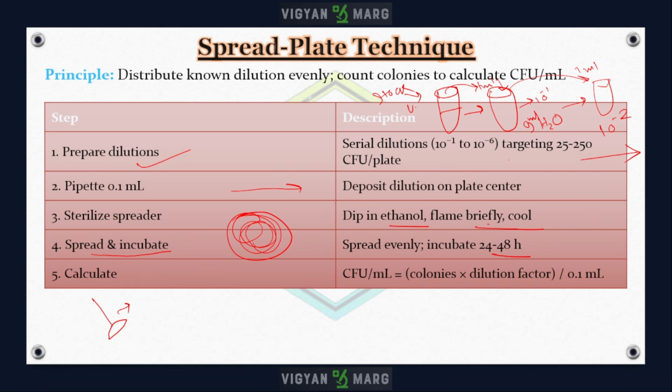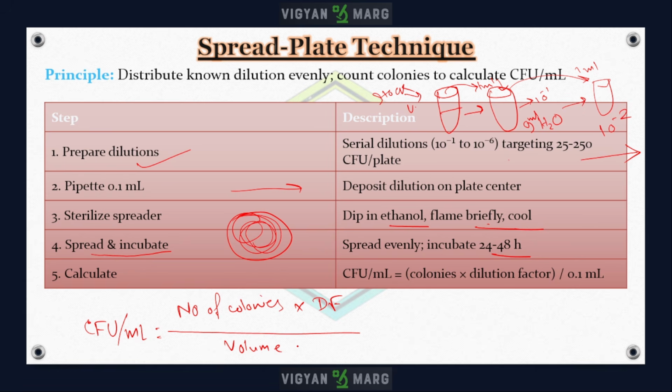Now coming to the calculation part, colony forming unit. Okay, now what is the formula of colony forming unit? CFU per ml, where you will write number of colonies into dilution factor divided by volume. The volume is plated in ml.